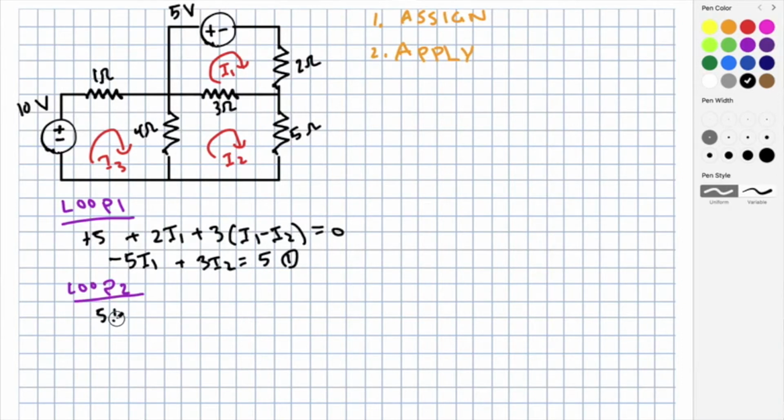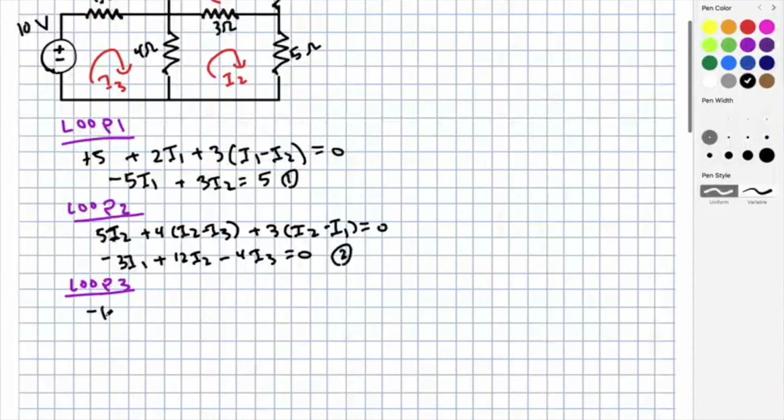Moving to loop 2, we're going to get 5 times I2 plus 4 times, in parentheses, I2 minus I3, plus 3 times, in parentheses, I2 minus I1, and all of this equals 0. We will get a simplified version, minus 3 I1 plus 12 I2 minus 4 I3 equals 0, which will be equation 2. Finally, in loop 3, we get negative 10 plus 1 I3 plus 4 times, in parentheses, I3 minus I2 equals 0. Simplified, this is minus 4 I2 plus 5 I3 equals 10, which is equation 3.